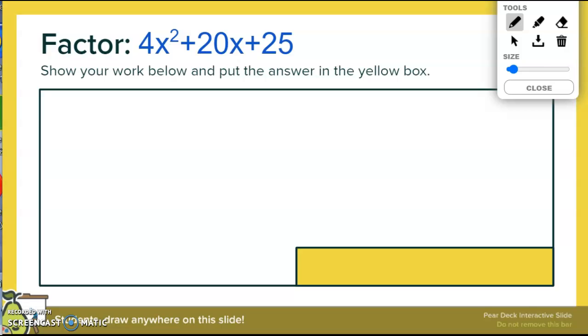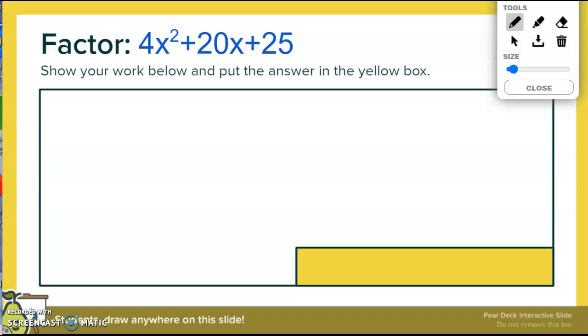Last factoring problem, 4x squared plus 20x plus 25. Well, I do see that the first term is a perfect square, and the last term is also a perfect square. So there is a chance that it could be a perfect square trinomial. So what do I need to do?